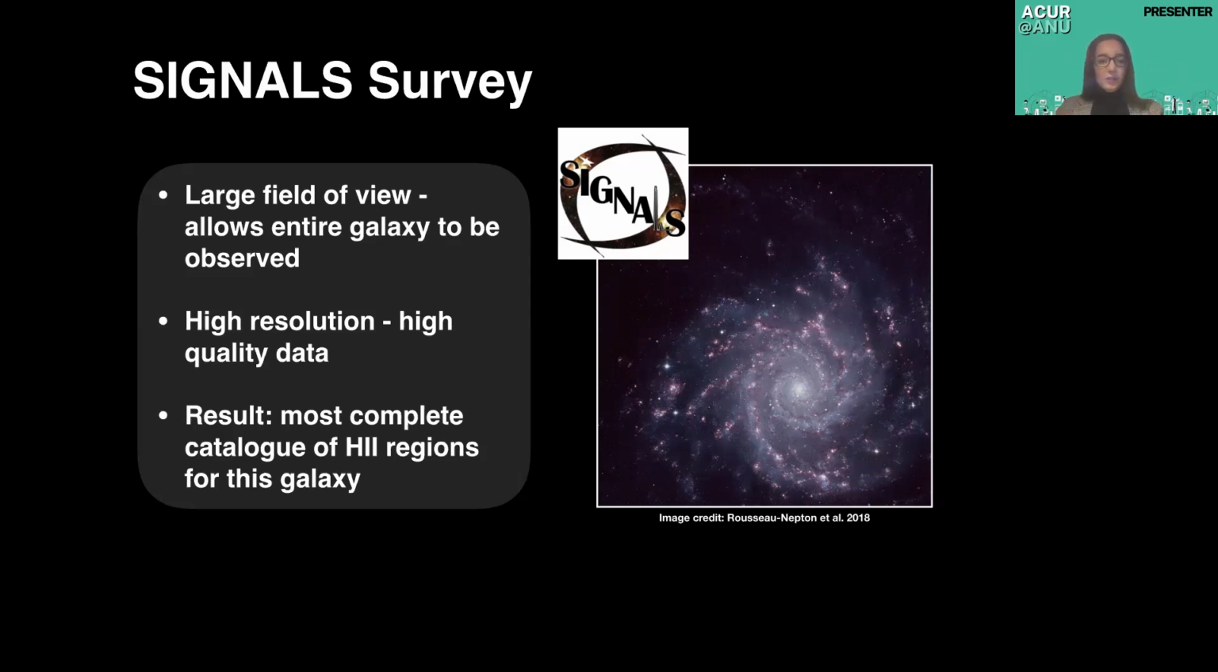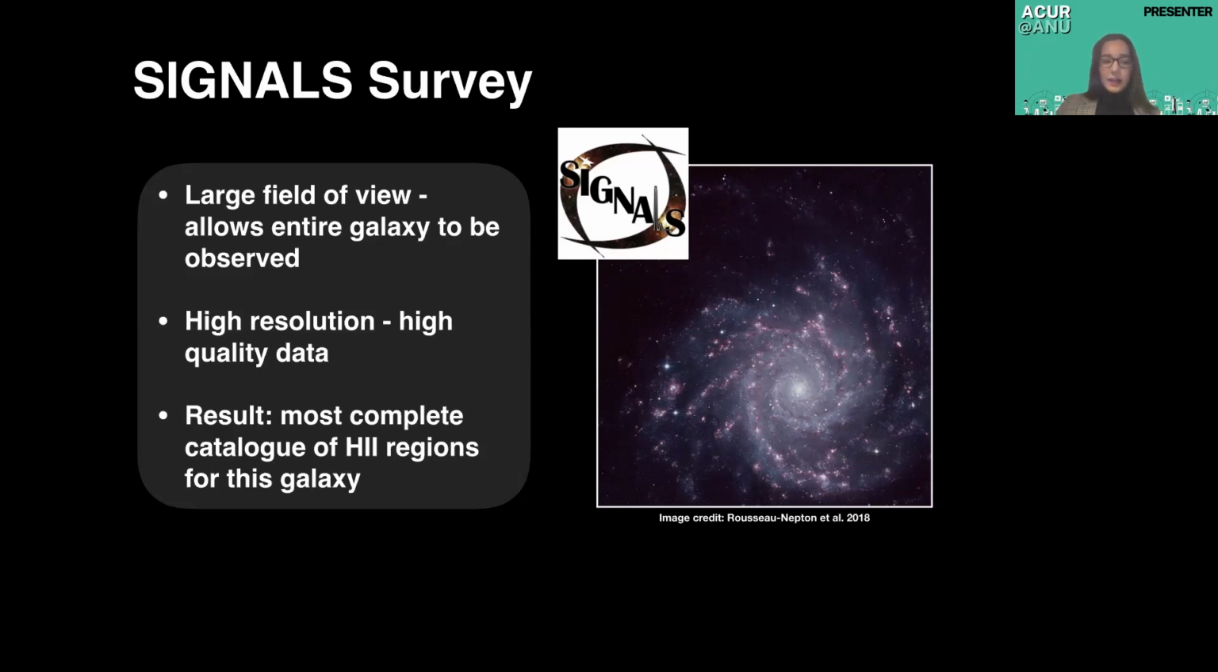And the instrument used has a very large field of view, allowing the entire galaxy to be observed. As a result, we end up with the most complete catalogue of H2 regions for this galaxy ever recorded. Approximately 4,000 H2 regions were identified for further analysis.